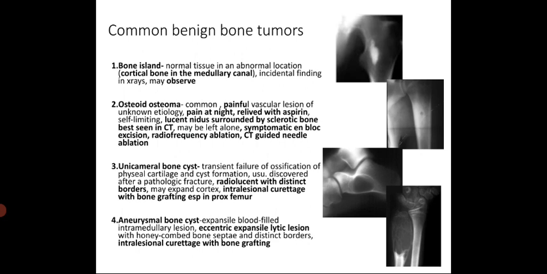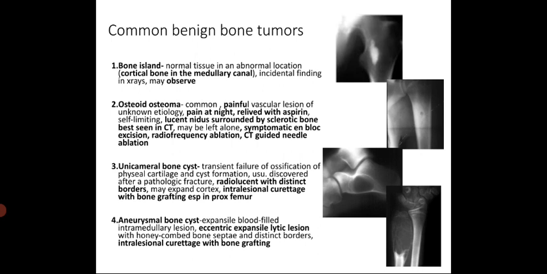Number one is a bone island. It's normal bone tissue in an abnormal location. As you can see in the radiograph, you have cortical bone inside the medullary canal. These are usually incidental findings and we can leave them alone.